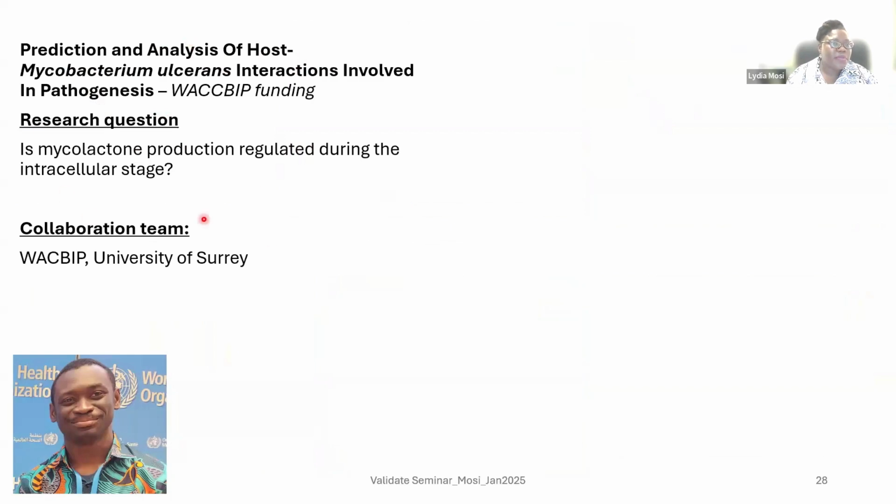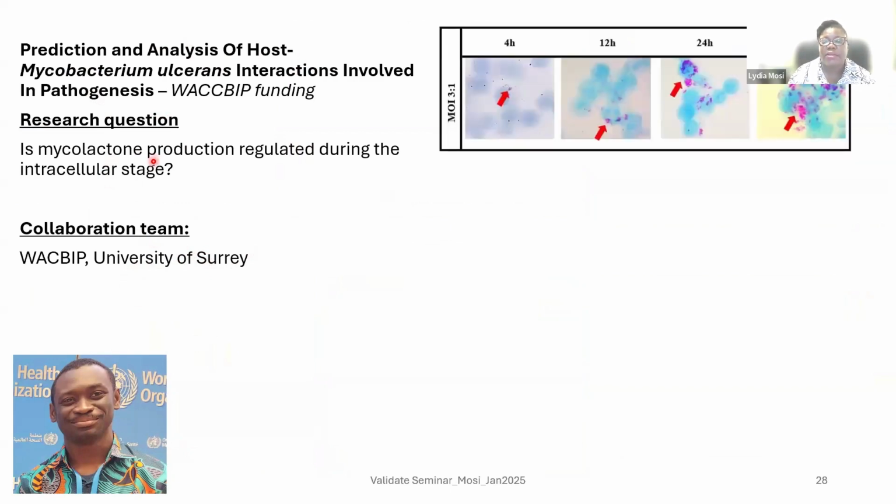The fourth piece of research that I want to show you is by a student, Kwabena Boateng, who is currently undertaking his PhD work in Rachel Simmons' group at the University of Surrey. So he worked on a study that sought to answer whether mycolactone was produced intracellularly within macrophages in that brief time that they were in a cell. And so he was able to infect macrophages and show in a time course that up until 24 hours, the bacteria remains intracellularly.